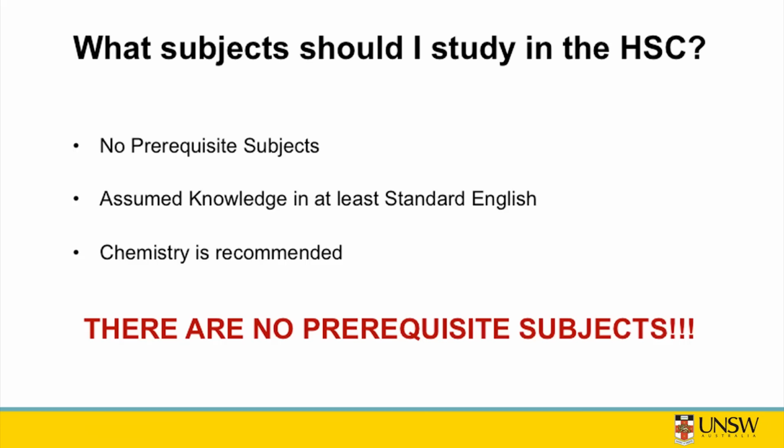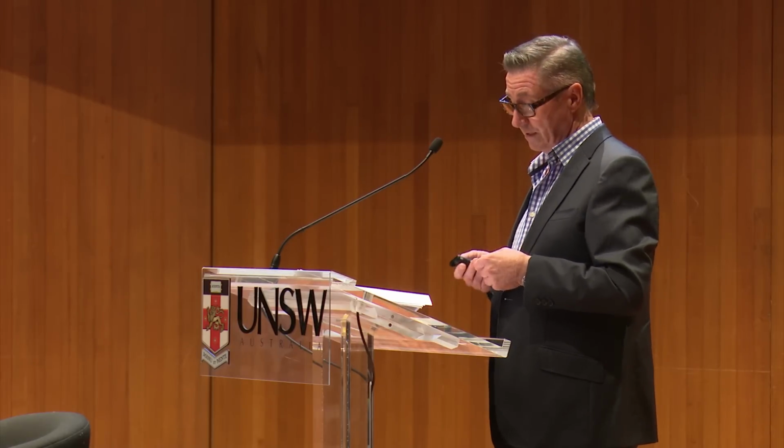What subject should I study? Every medical school has different selection criteria. At UNSW, there are no prerequisite subjects. There is assumed knowledge in at least standard English, and we do recommend chemistry. If you haven't done chemistry, it's not going to stop you getting into our program. What is going to stop you getting into our program are the 3 selection criteria, which I'll talk about in a minute. There are chemistry bridging courses that can be done throughout the summer holidays if you feel like you need to scrub up on chemistry if you're offered a place in our program. But there are no prerequisite subjects.